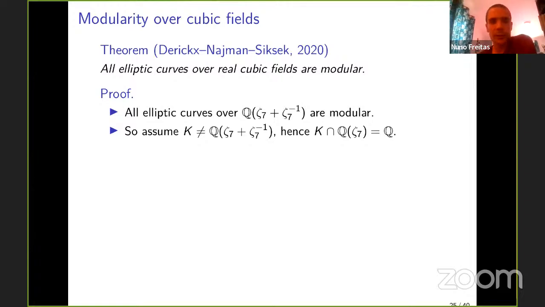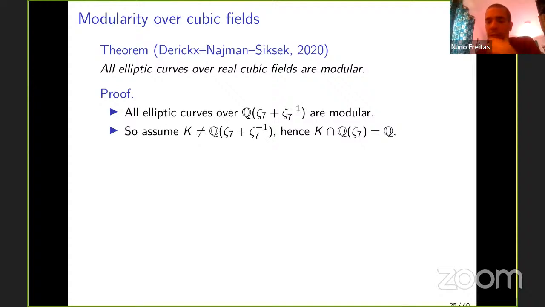So making use of all this technology, Martin, Derek, Philip Nyman, and Samir Siksek prove that all elliptic curves over real cubic fields are modular. The proof of this goes by first considering one specific field separately. In this case, it is the totally real part of the cyclotomic field of the 7th roots of unity. So they first prove that all elliptic curves over that field are modular.